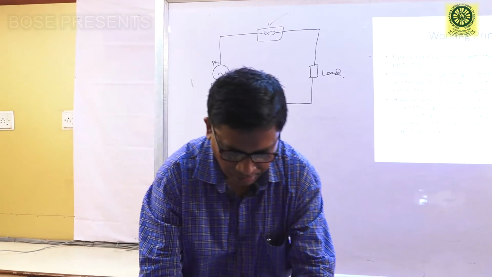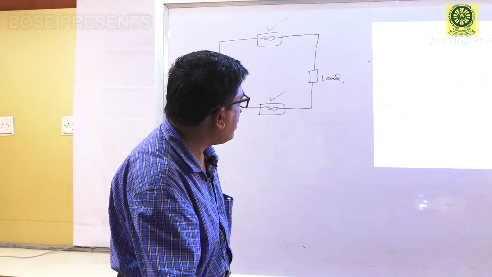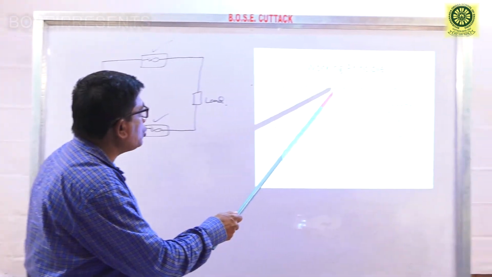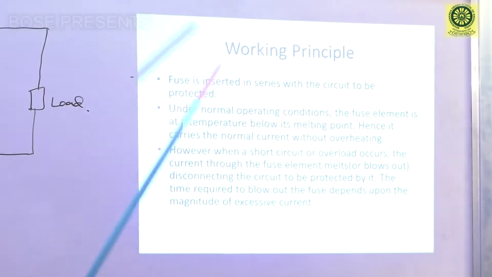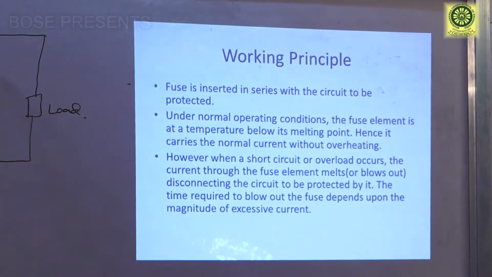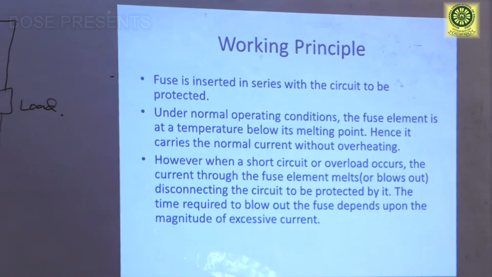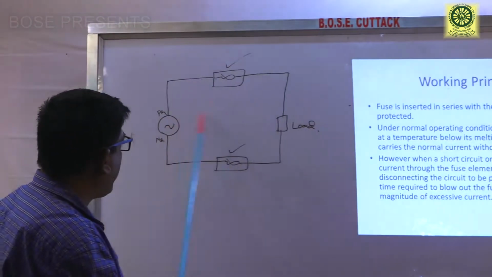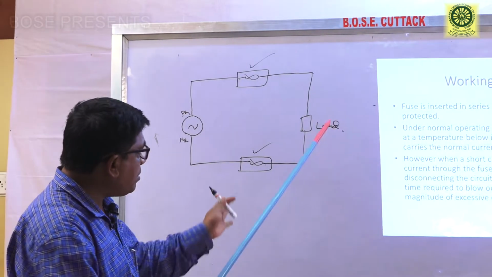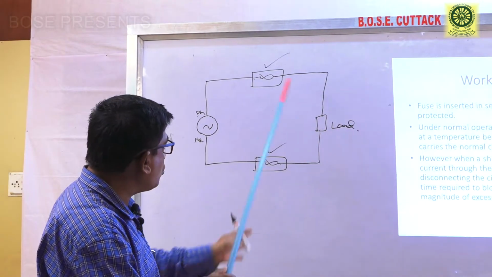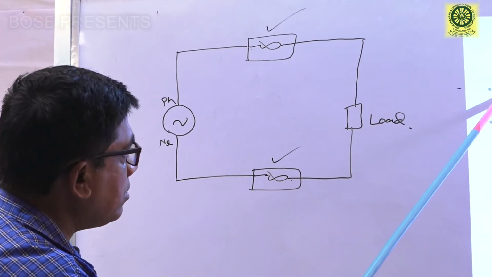Fine. So actually, what is happening? Fuse is inserted in series with the circuit to be protected. So this is your load, this is circuit. So I want to protect the circuit. So fuse is connected between power end and the load end. Because I am interested to protect this load, it is connected in series.